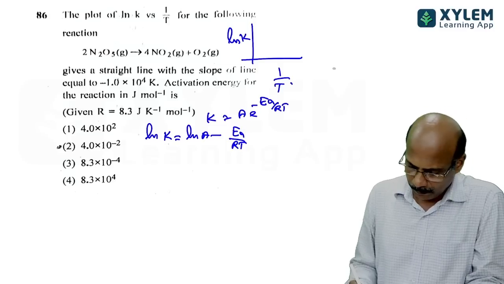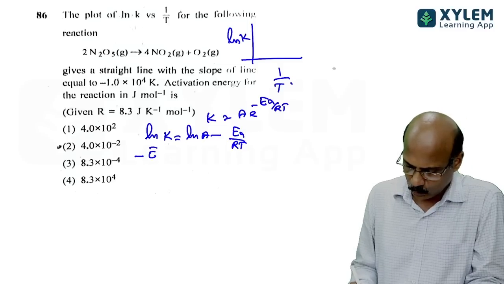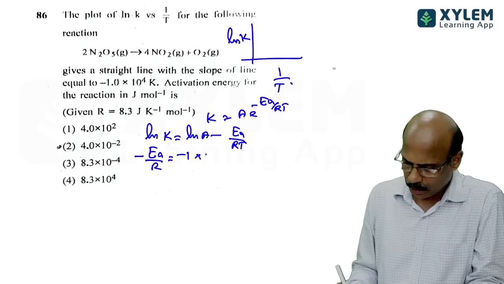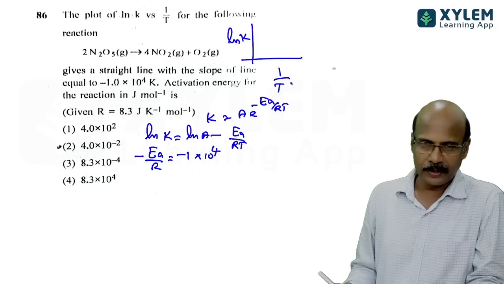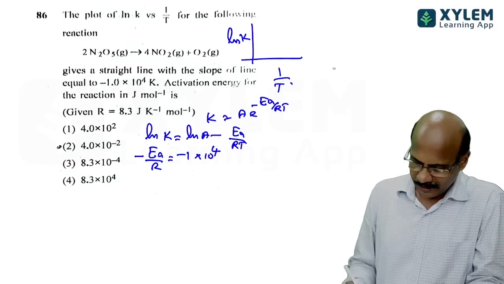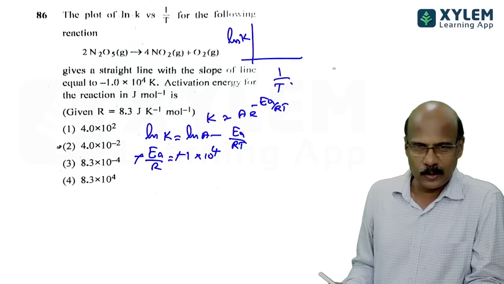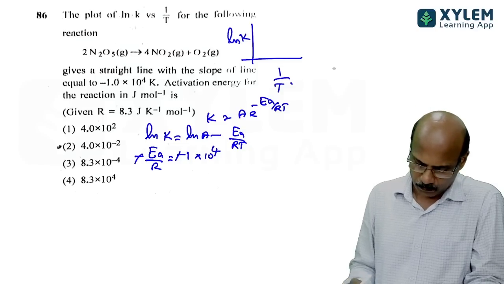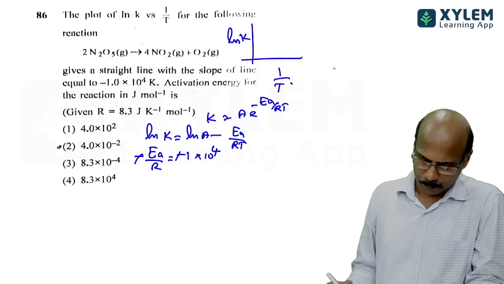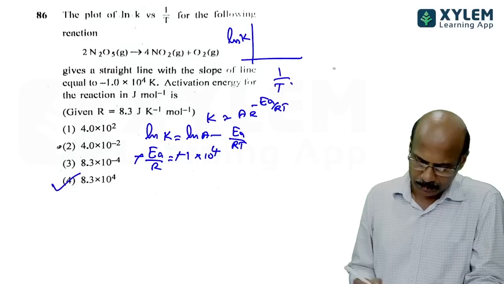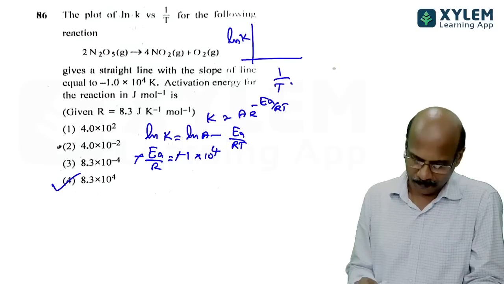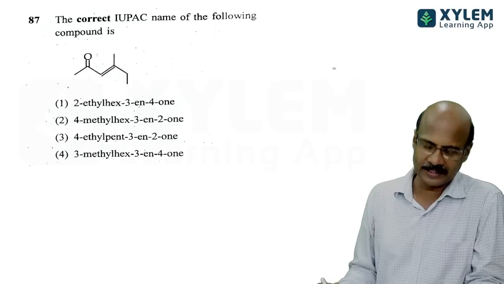So the slope, minus Ea by R, is given as what? Minus Ea by R is given as minus 1 into 10 to the power of 4. So what will be Ea? Ea equal to R into 10 to the power of 4. The value of R is 8.3. So 8.3 into 10 to the power of 4. Now coming to question number 87.